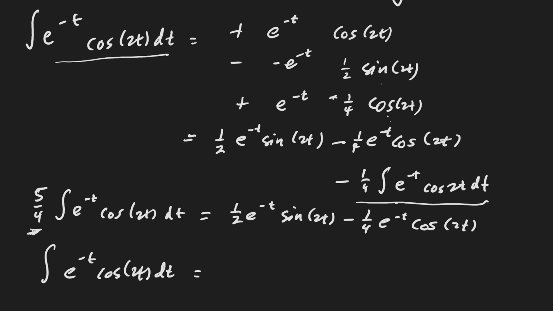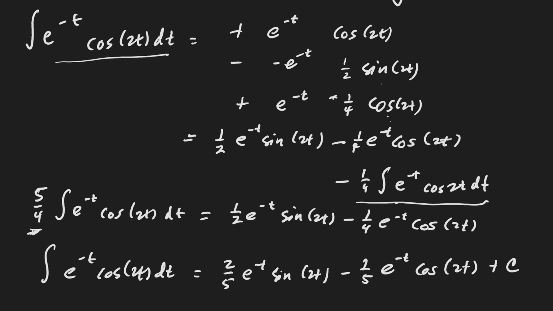This will be 2/5 then? Is that right? And this will be minus 1/5, and plus C. There you go. That's integration by parts using a table.